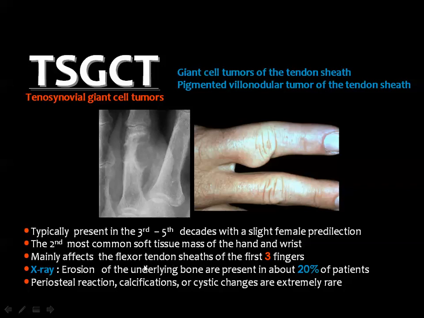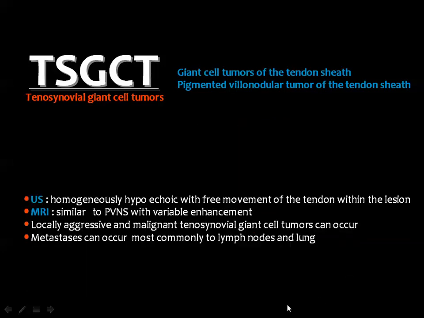It mainly affects the flexor tendon sheath of the first three fingers, and in the X-ray you can see a soft tissue lesion which may be associated with erosion of the underlying bone, as you can see in this example, or may not be associated with bone erosion. Bony changes are seen in about 20% of patients. Periosteal reaction, tumor calcification, or the presence of cystic changes are not well known in this particular type of tumor.